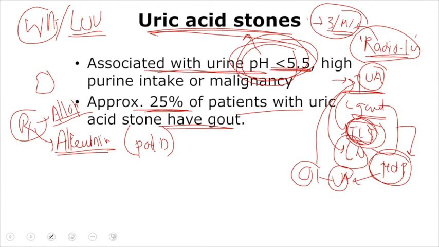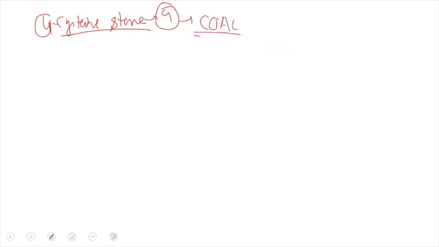So let us now discuss the fourth stone, and that is known as cystine stone. Okay. So what are the important facts regarding cystine stone? As I've already said, it is the fourth most common type of stone that will manifest in the renal tract, and it is usually associated with COLA disorder. So what does COLA disorder mean, right? It is usually associated with a defect in the dibasic amino acid transporter.